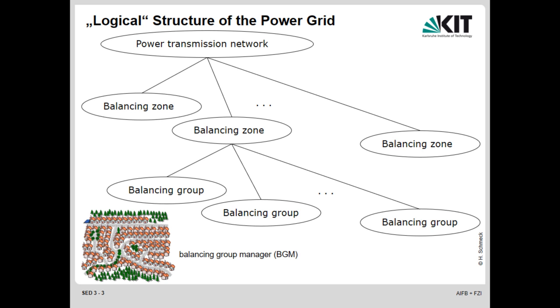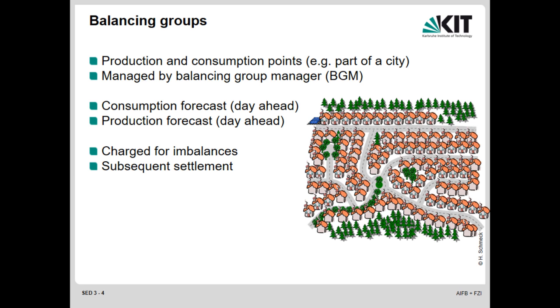Okay, now we have this structure with the balancing zones and balancing groups, and I would like to go into the balancing groups and see what their task actually is. As I said, the balancing groups have balancing group managers, and the balancing group managers have to make a forecast for the consumption and of the production for the next day. And so they provide the information that is necessary to buy and sell power on the day-ahead market, on the spot market.